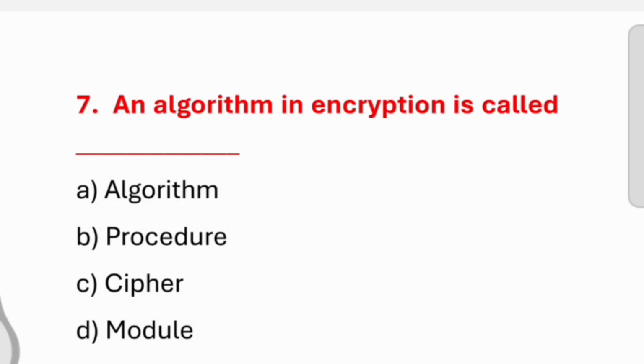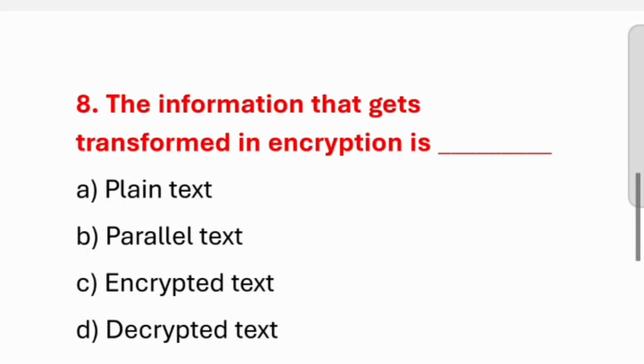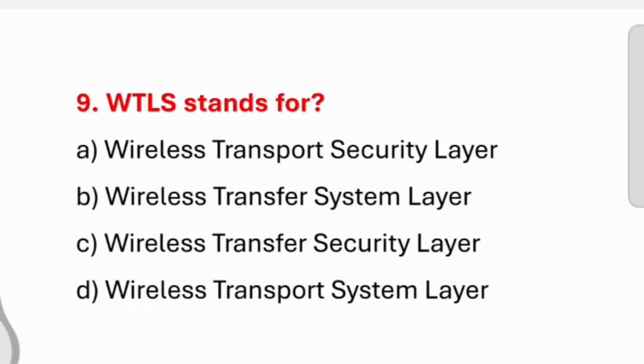Question number 7. An algorithm in encryption is called? Correct answer, cipher. Cipher is an algorithm for performing encryption or decryption. Question number 8. The information that gets transformed in encryption is? Correct answer, plain text.